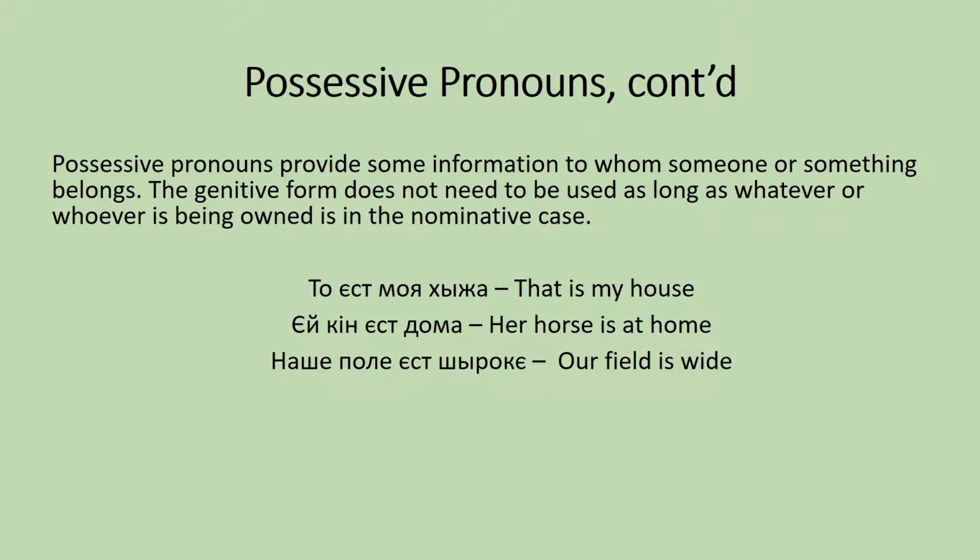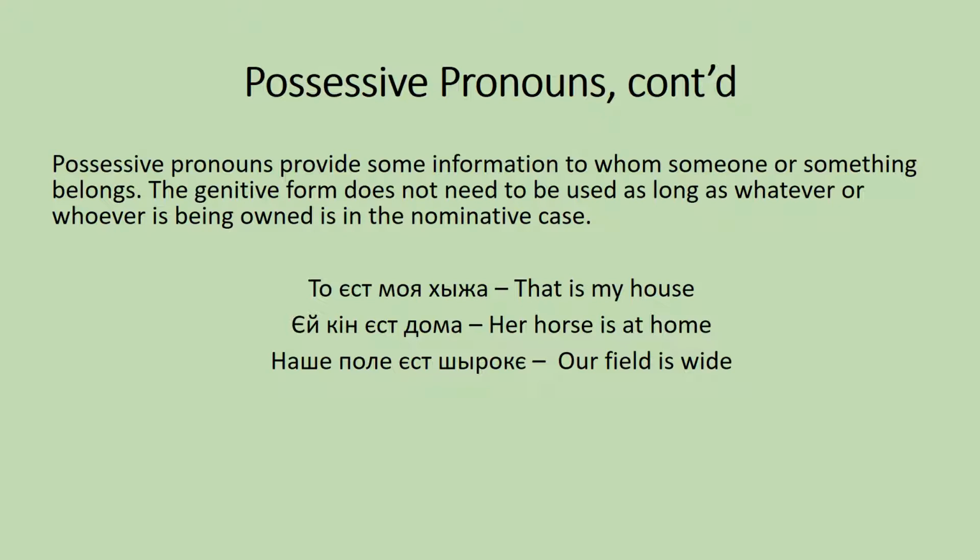Possessive pronouns continued. Possessive pronouns provide some information to whom someone or something belongs. The genitive form does not need to be used as long as whatever or whoever is being owned is in the nominative case. Let's look at the examples below. To jest moja chyrza. That is my house. Jej kin jest doma. Her horse is at home.